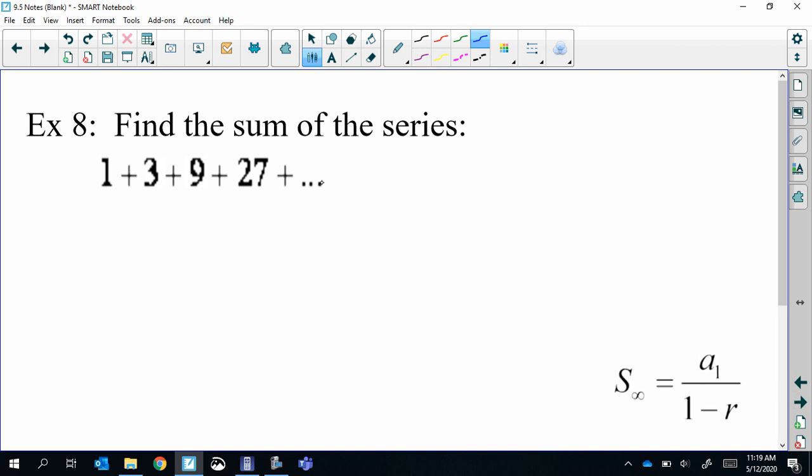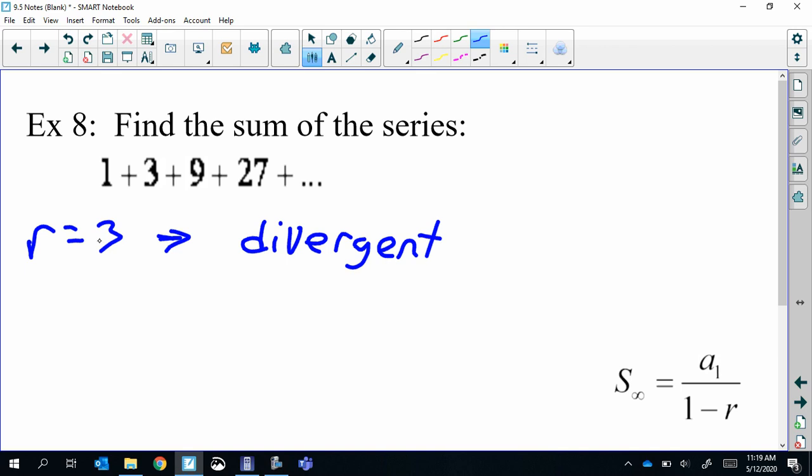Find the sum of the series. It goes on forever. Here's A1, but R is getting multiplied by 3. So since R is 3, we just stop, because this is divergent. The absolute value of R is greater than 1, so it's a divergent series. So there's no sum. You can't solve it.